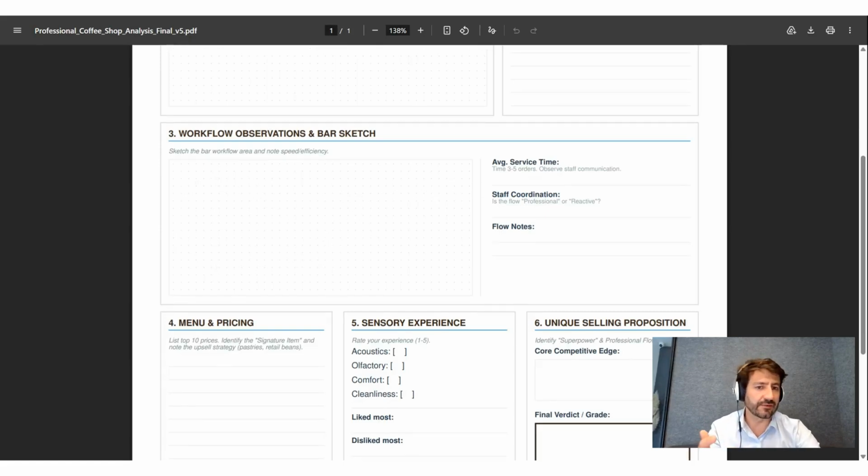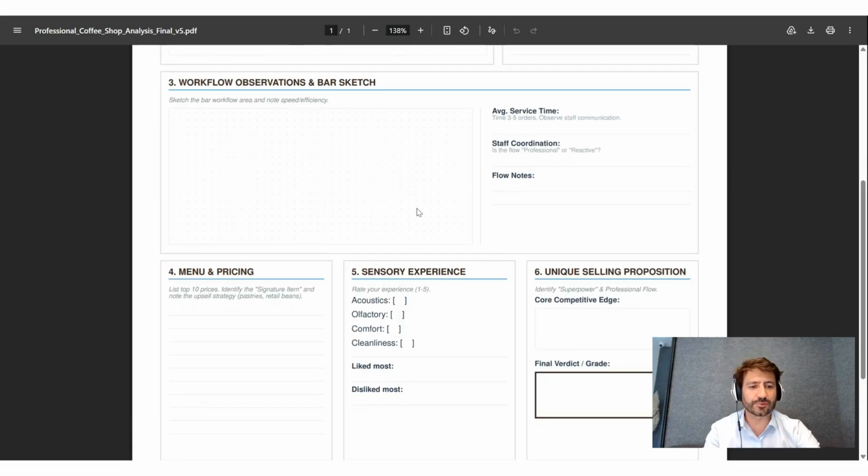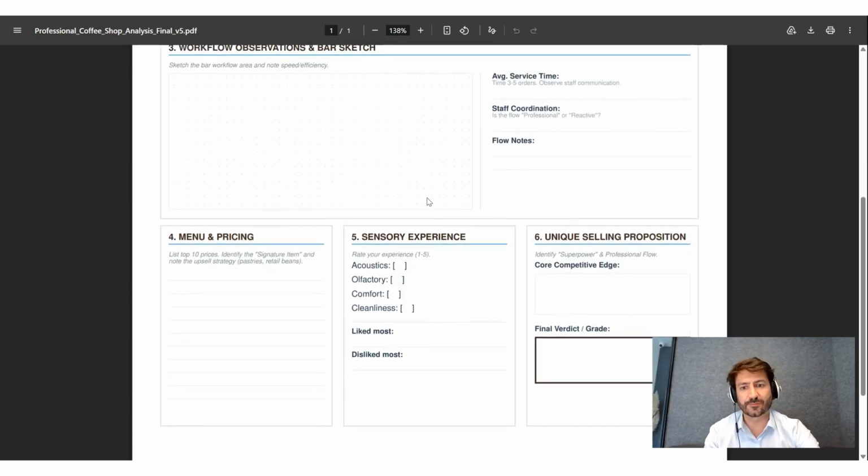So what would be the average service time, if you can measure it? What would be the staff coordination, if it's really professional, reactive, if they bump into each other, and if there is something additional that you might note in the flow, right? That's super, super interesting and really trying to perceive this coffee shop as an owner.